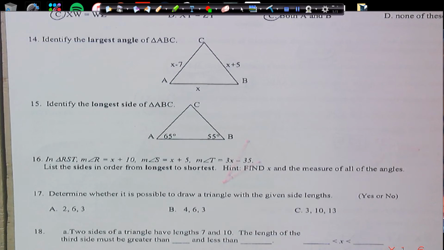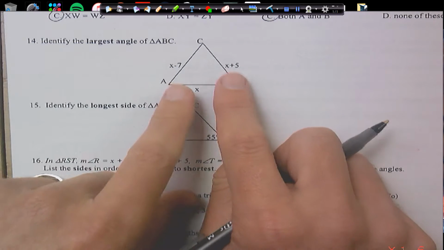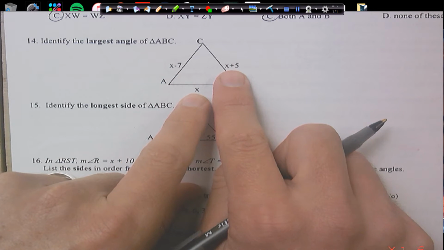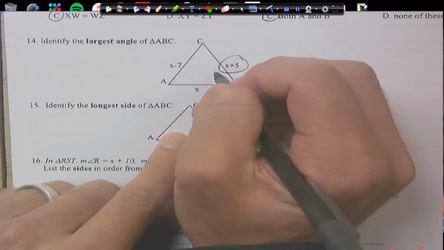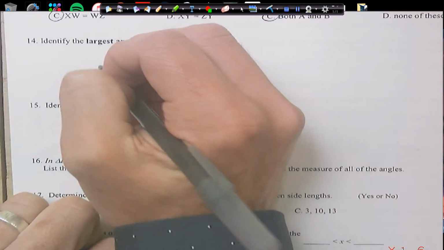14. Identify the largest angle. Well, which one of these is the largest? Well, x plus 5 is going to be bigger than x. It's also going to be bigger than that. So this is the largest. So the largest angle is opposite. So the answer is angle A.